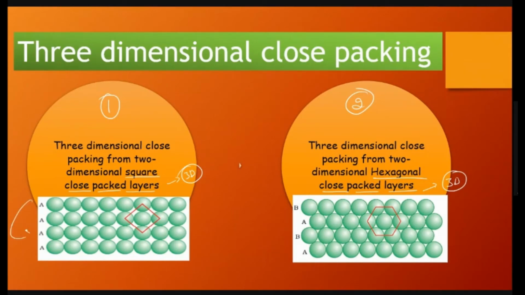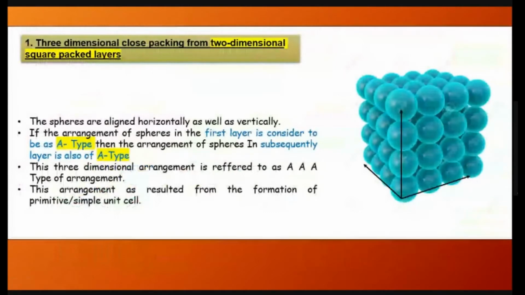So here pictorially I have shown how a square close packed layer looks and also how hexagonal close packing looks. What is the coordination number here? The coordination number is 4 for square close packing. For hexagonal close packing the coordination number is 6. These things you should remember. Coordination number is important. So let us move on. Now we have the first one, that is three-dimensional close packing from two-dimensional square close packed layers. Here one thing you need to remember.